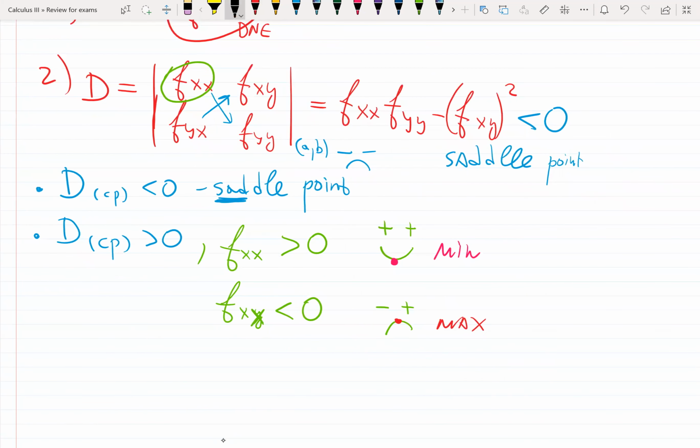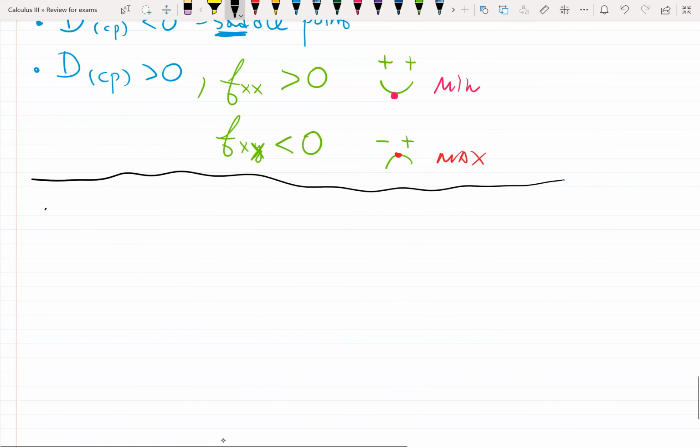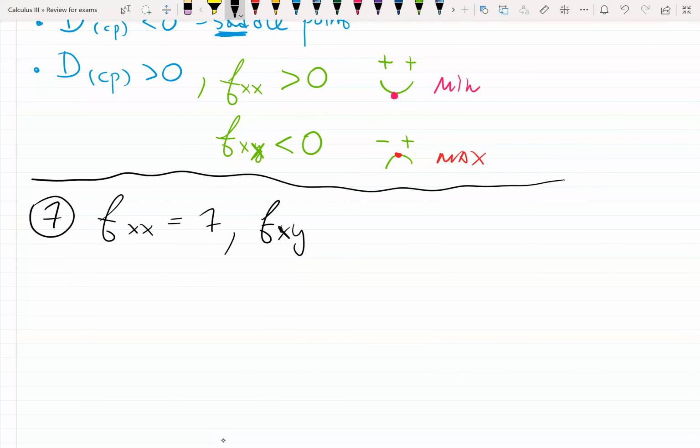Let's do the examples. One of the examples we like to give is on the tests. Number 7 is when you don't have to calculate anything because it speeds up the process. So you should not freak out. If you see this, you actually should be happy about it. Here f_xy is 10 at (1, 1). What is (1, 1)?